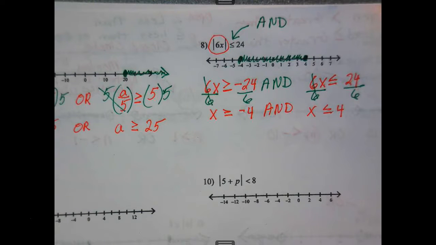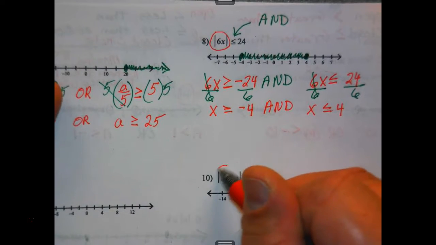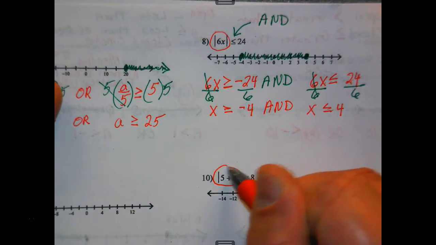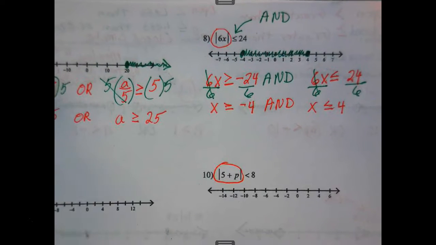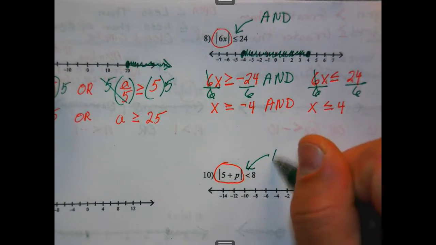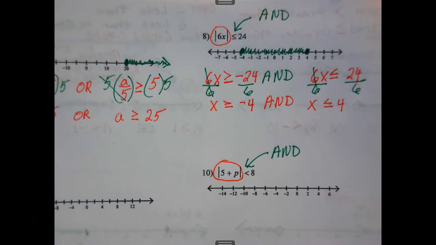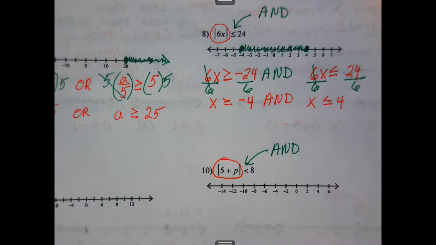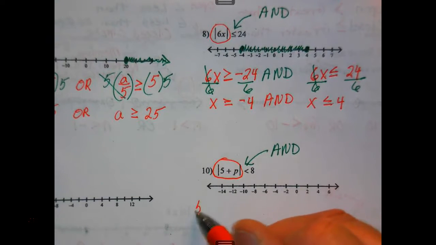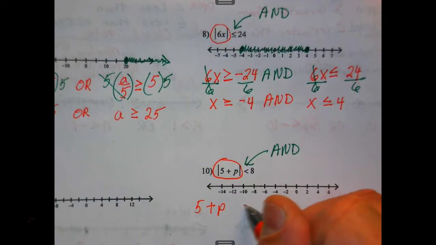Let's do number 10 below it. My absolute value term is by itself, so I'm going to start splitting it up. Also, this is what kind of problem? And problem, it's a less than. So I'm going to take 5 plus p, I'm going to take the opposite of 8. So I'm going to flip this.